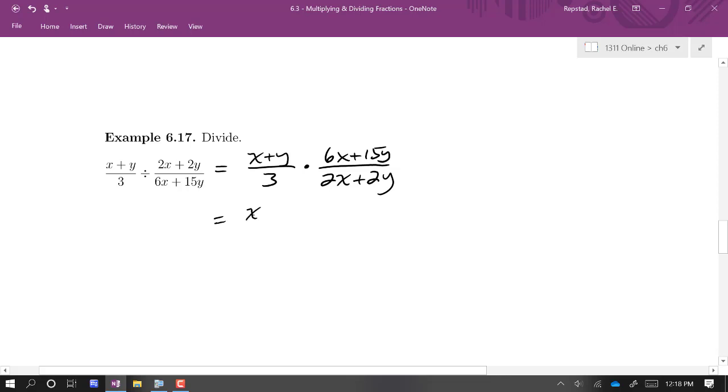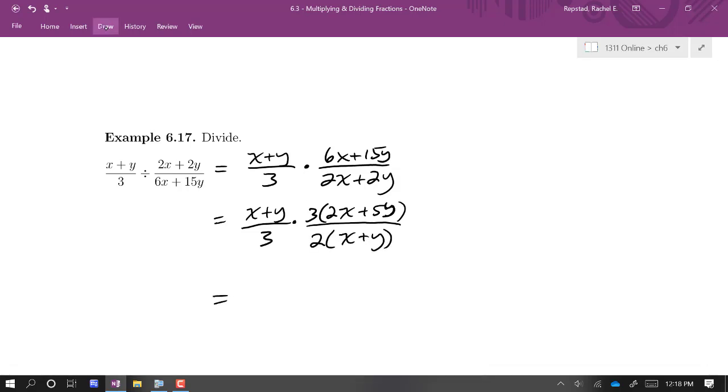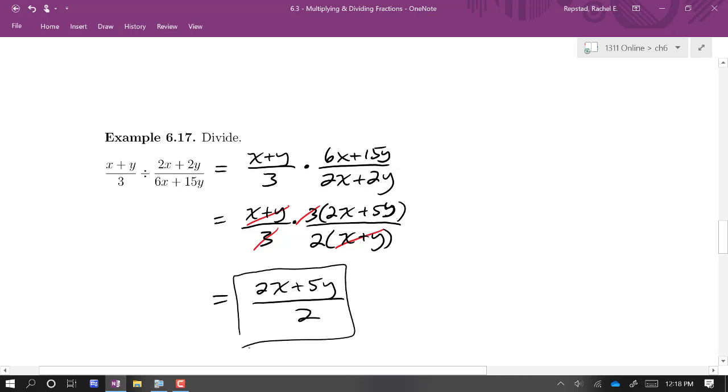I'm going to do some factoring. The first fraction, there's no factoring to do. In the second fraction, up top, I could take out a 3, and we're left with 2x plus 5y. In the bottom, we could take out a 2, and we're left with x plus y. And now is the fun part. We whip into a frenzy of canceling x plus y with x plus y, 3 with 3, and we are left with 2x plus 5y over 2. Now, there's no common factors here. All right, so written as a single fraction, that's as far as we can go.